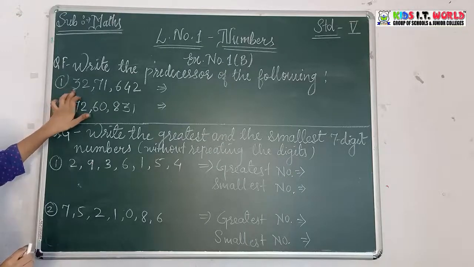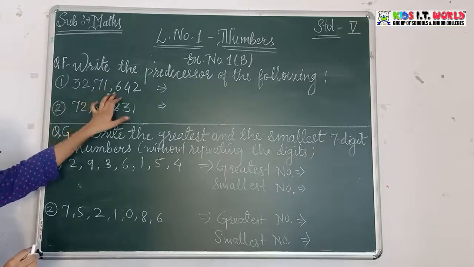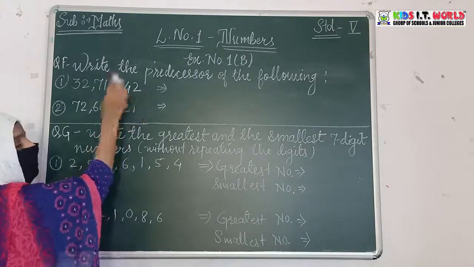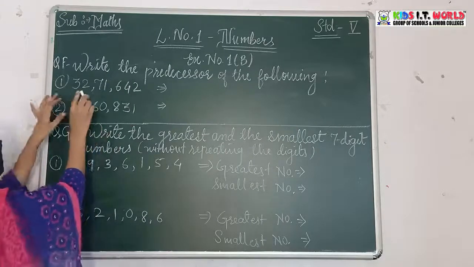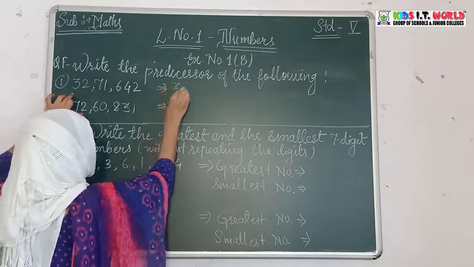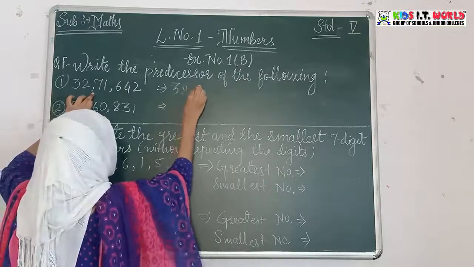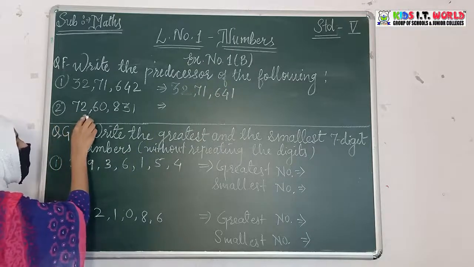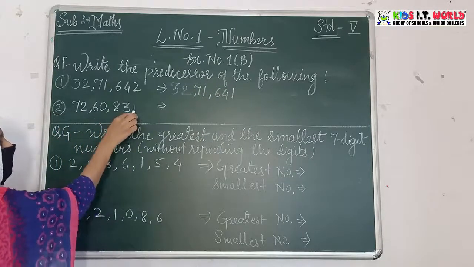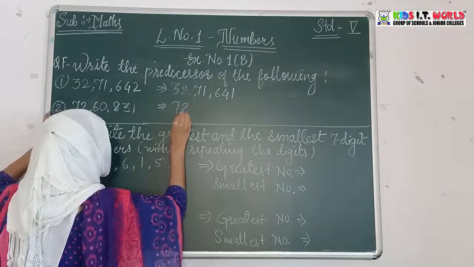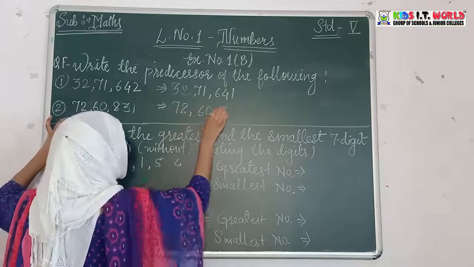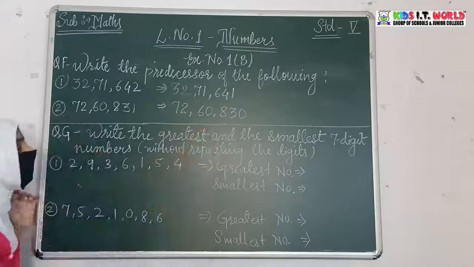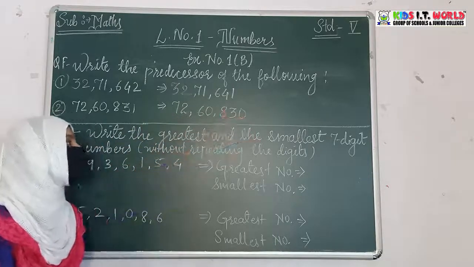Now write the predecessor of 32,71,642. So what will be the predecessor of this given number? What will come before 642? 641. So the predecessor is 32,71,641. Next number, 72,60,831. So what will be the predecessor of this number? 72,60,830. Before 31, 30 comes. That's why the predecessor of this number is this one.